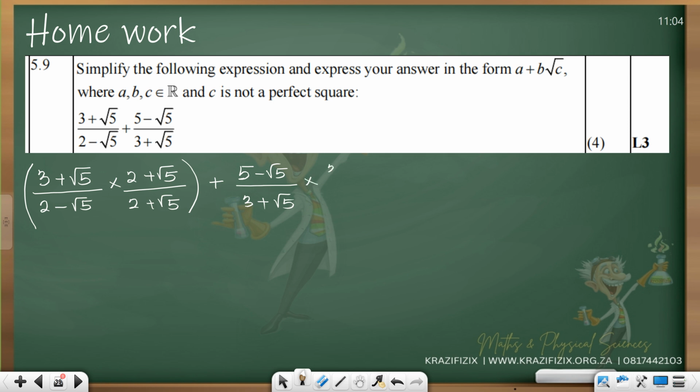What do we do? We multiply by the conjugate of the denominator. And if you were in my lesson on surds, you would know why we're doing this: it is to remove anything with a root from the denominator. All right, let's walk through.